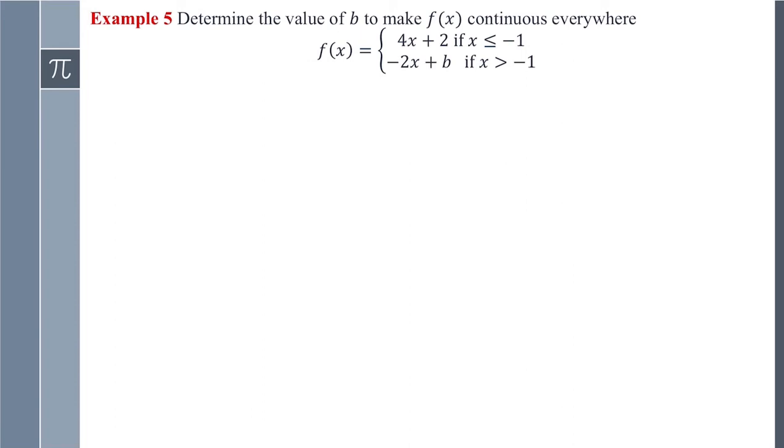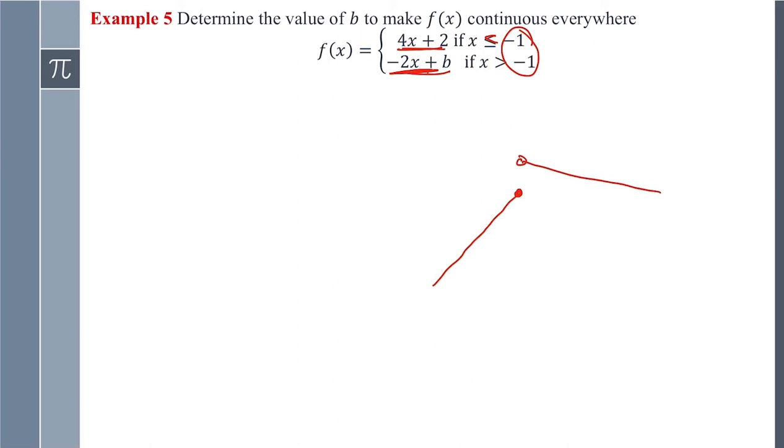Now, here we are asked to determine the value of b such that the function is continuous everywhere. Okay, so again, it's very similar to the previous question. 4x plus 2 is a linear function, and this is also a linear function. So they are continuous everywhere. The only point where they could be discontinuous is this point. For example, this is a line with a positive slope, so it might look something like that. And then there we have that less than or equal to sign, so you have a dot here. And this is a line with a negative slope, so you might have something like this.